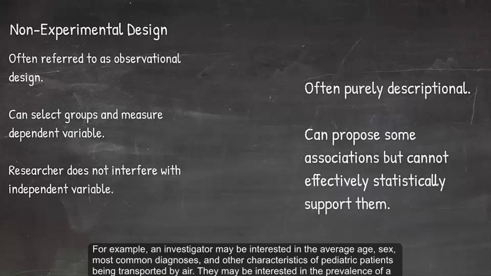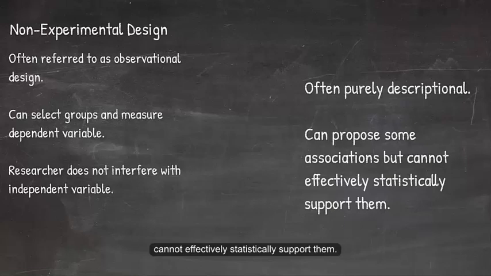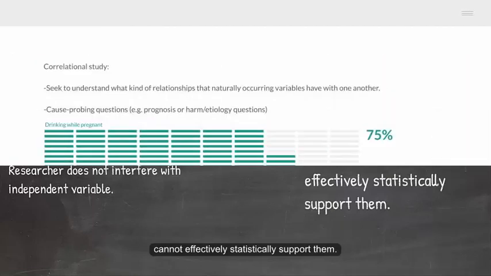For example, an investigator may be interested in the average age, sex, most common diagnoses, and other characteristics of pediatric patients being transported by air. They may be interested in the prevalence of a clinical presentation pattern or a specific symptom for a given disease. In such studies, the research question would be focused on prevalence rates or such rather than causality. They may propose some associations but cannot effectively statistically support them.